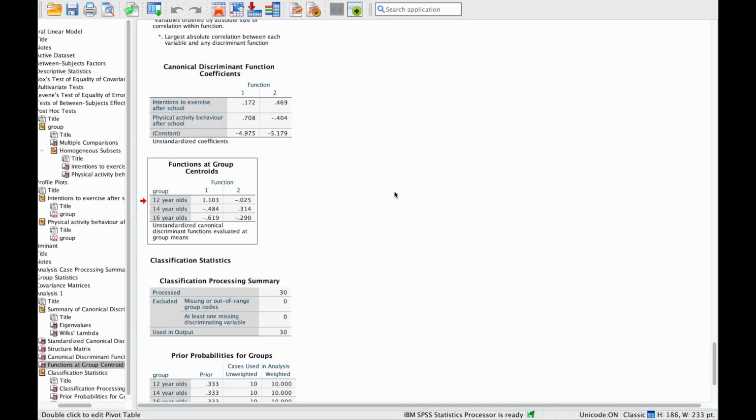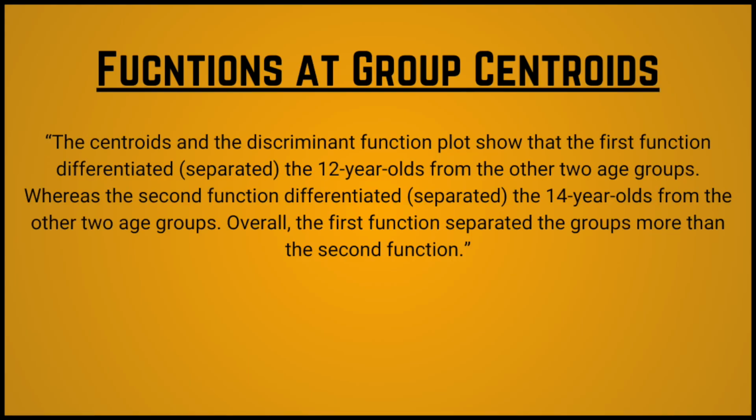When looking at the functions at group centroids, these are the mean function scores for each group and are plotted on the combined group plots, which are labelled canonical discriminant functions. We would write this up by saying the centroids and the discriminant function plot show that the first function differentiated the 12-year-olds from the other two age groups, whereas the second function differentiated the 14-year-olds from the other two groups. Overall, the first function separated the groups more than the second function.